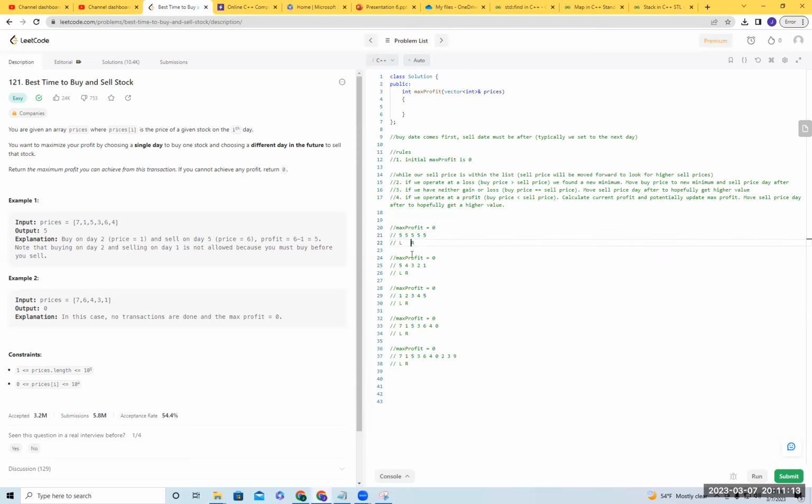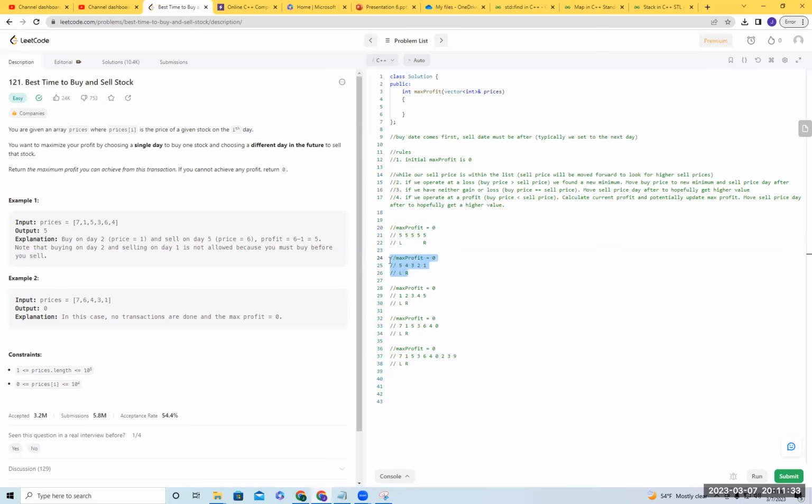So since these are the same value, we're going to move our right pointer over. Since these are once again the same value, we're going to move our right pointer over. And once we do this comparison, we see that they're the same value. So we're pretty much done here. We never got a profit. So our max profit stayed the same, right? So our default max profit never really was touched.